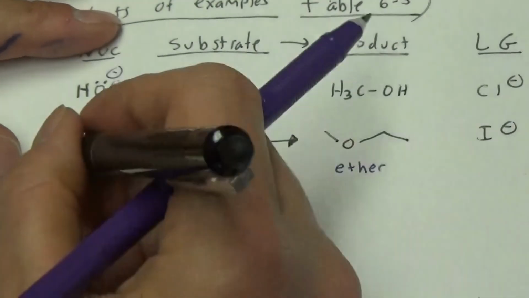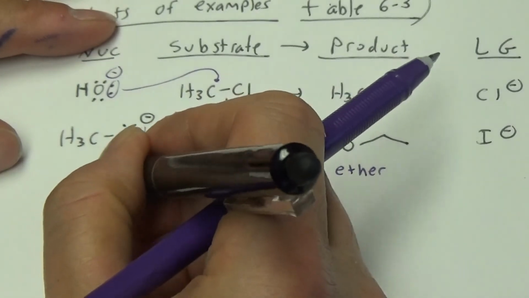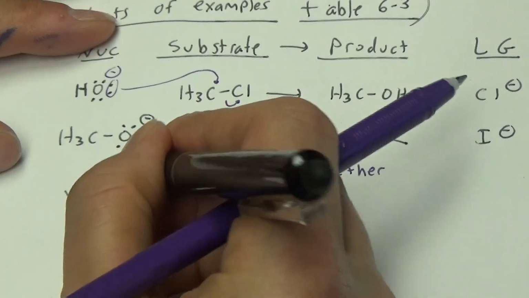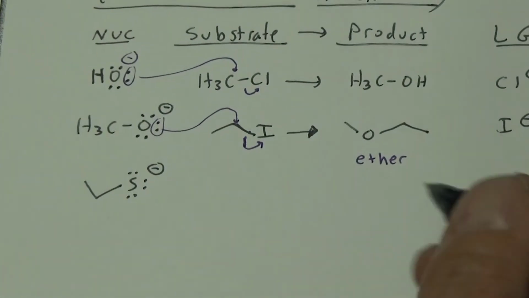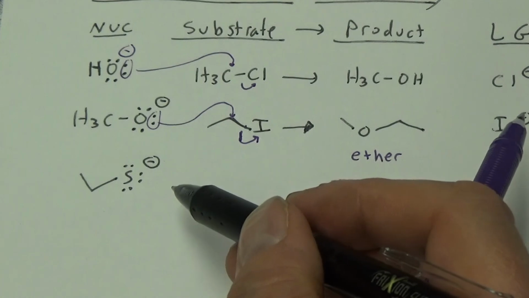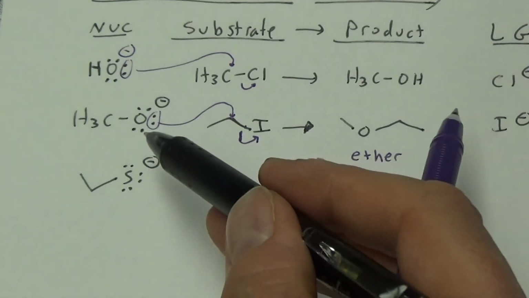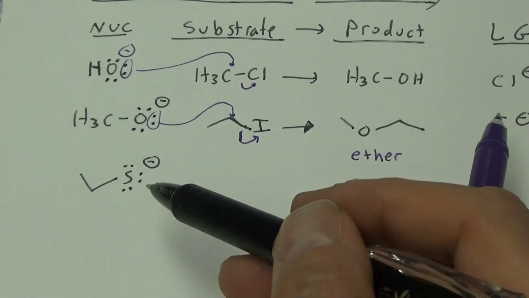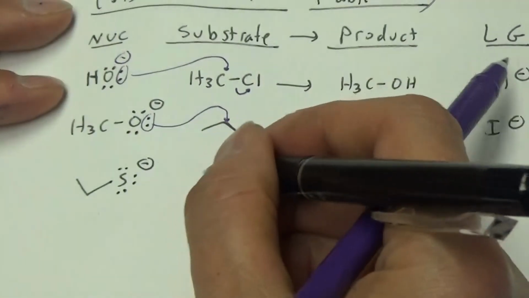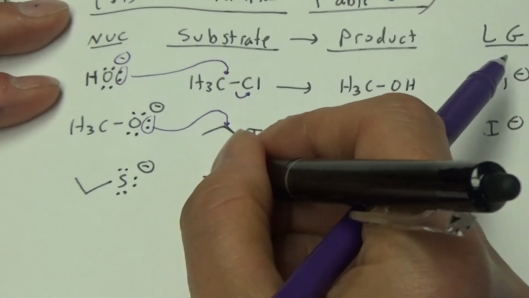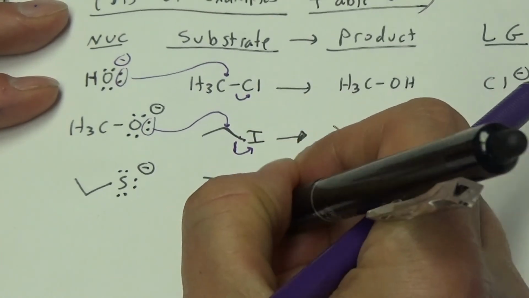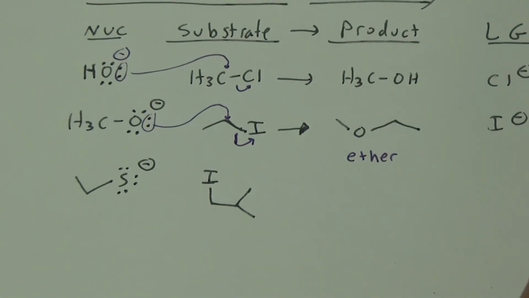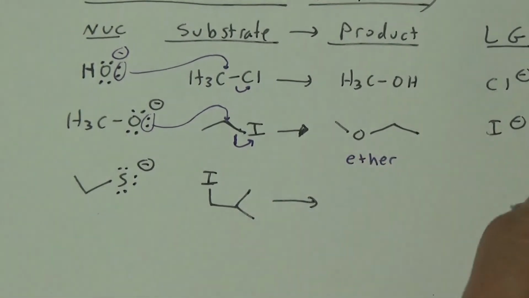What do you think will happen if we take S, 2 carbons, negative charge? It's called a thiolate. The names of these things aren't that important. I call that alkoxide; this is called a thiolate. It's just a negatively charged sulfur. And what if I react this with isobutyl iodide? What do you think the product's going to be?